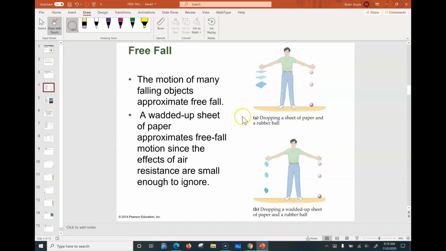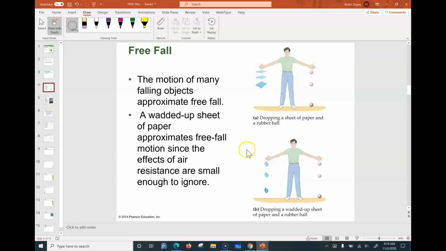You can do this little experiment at home if you have a rubber ball, whether a lacrosse ball, field hockey ball, or basketball, and a sheet of paper. You can drop them at the same time, and you'll see that the sheet of paper will waft through the air and reach the ground much later than the ball. However, if you crumple up the piece of paper and you let them go, they will hit the ground at the same time.